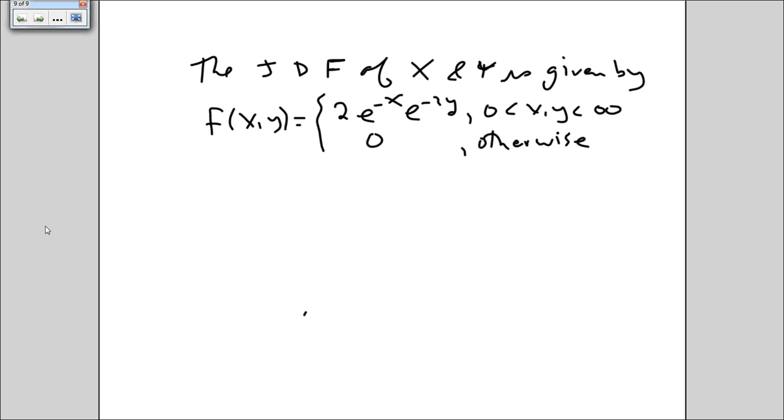If x and y are not both between 0 and infinity, they can both be negative, or one can be positive and the other one can be negative, or one can be positive and one can be 0. And we want to make some computations. The first one is, what's the probability that x is bigger than 1 and y is less than 1?